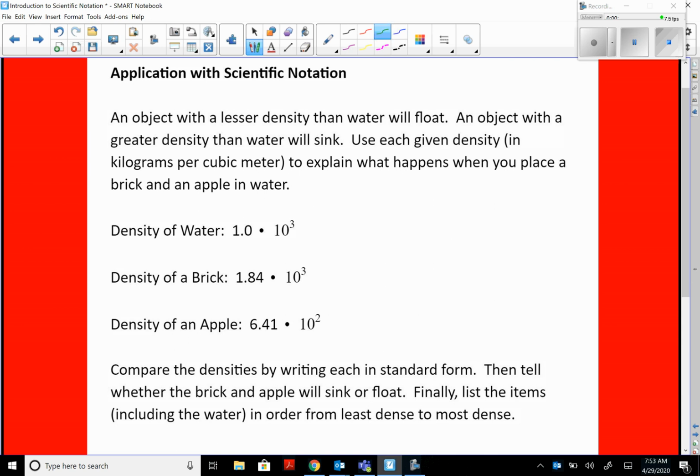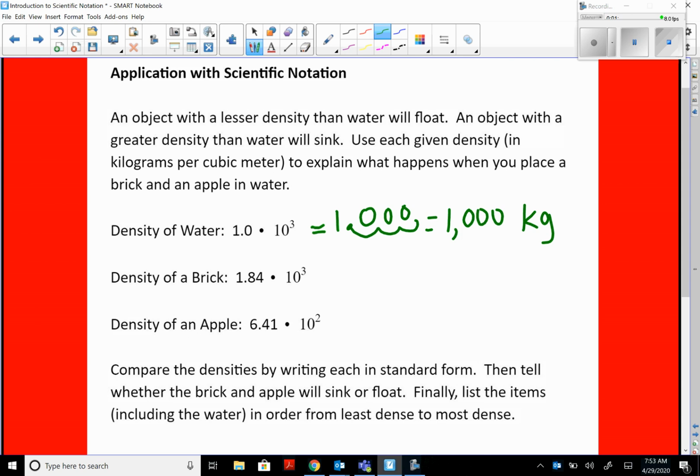It is 1 times 10 to the third power kilograms per cubic meter. So that actually represents a bigger number, and since I have a positive exponent, which is 3, I'm going to move the decimal 3 places to the right. That's 1, 2, 3. I'm going to put zeros in the places where there are no numbers. So that means the density of water is 1,000 kilograms per cubic meter.